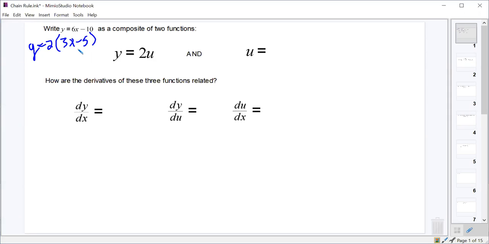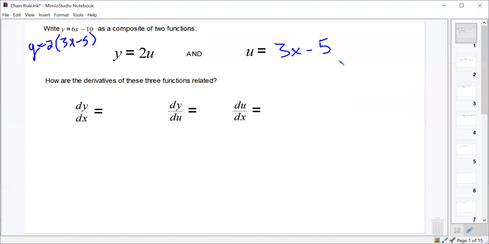So if y is 2u, what is u equal? 3x minus 5. 3x minus 5, exactly. So everybody see that I've written my original function, 6x minus 10, as the composition y equals 2u with u equal to 3x minus 5. Everybody good with that?